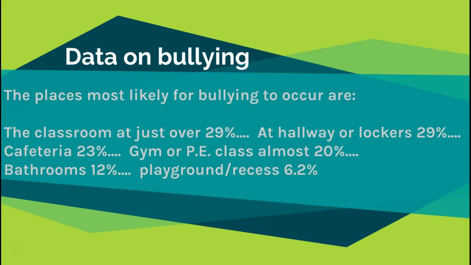The classroom is the place where bullying occurs most often. I found that to be pretty surprising, actually. Hallway or lockers is pretty close to the classroom. I didn't find that one alarming or shocking, really. Cafeteria, it's pretty common. Gym or PE class, that one doesn't seem to be too surprising to me either. Bathrooms, 12% seems to happen in bathrooms. I thought that would have been higher, and playground and recess is only 6.2%, which I thought would be higher also.